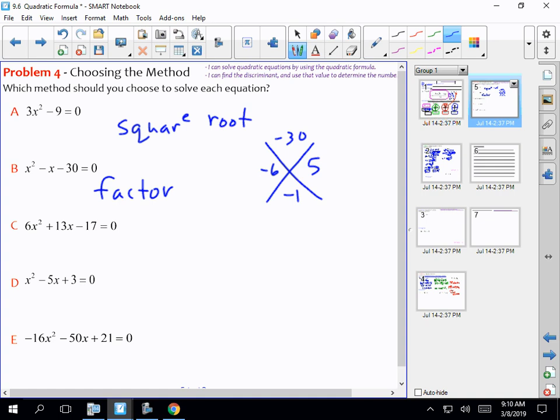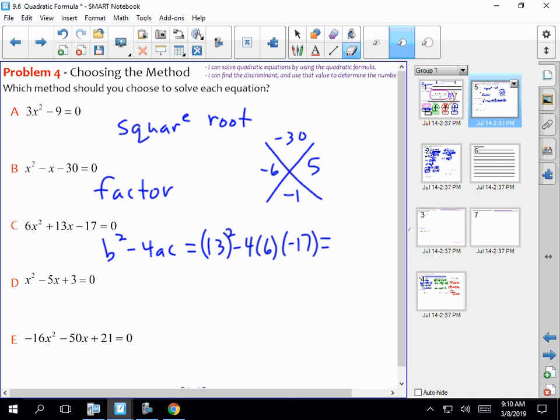I mean, if you go and look for factors there, you could also use the discriminant to check. Watch what happens if I use b squared minus 4ac. Here's what it looks like. B squared would be 13 squared minus 4 times 6 times -17. You get, I wrote it down here, 577. The fact that I get 577 under the square root sign and that it is not a perfect square tells me I don't want to use factoring on this guy.